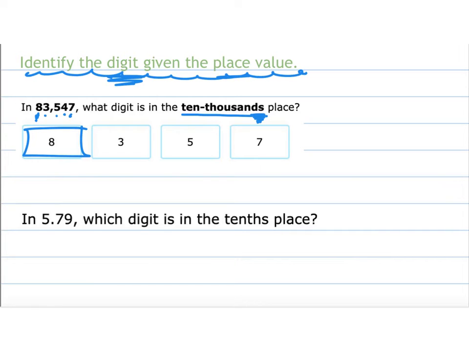So that's the digit. So in 5 and 79 hundredths, notice how I read that. 5 and 79 hundredths, that tells me that's the hundredths because that's the place it stops at. Again, I know this is my ones, and then I'm looking for the tenths place, so 7 is in the tenths place.